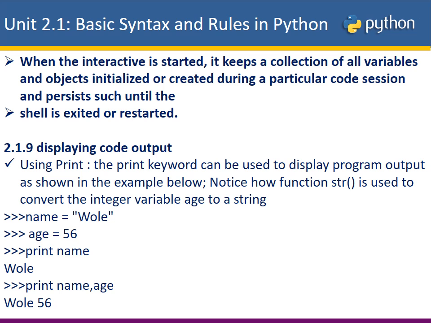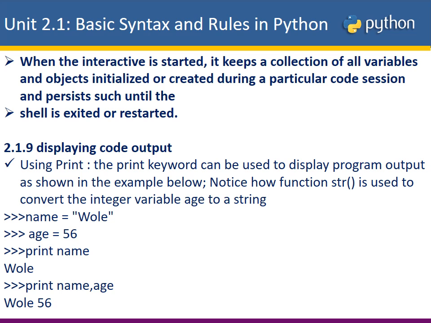Now we need to look at displaying code output. When we say display code output, we make use of the print keyword, when we print our code, our program that we have initialized or that we have written. So when we put the print keyword, it displays the output. It displays the program output. So print keyword always displays when we use it.